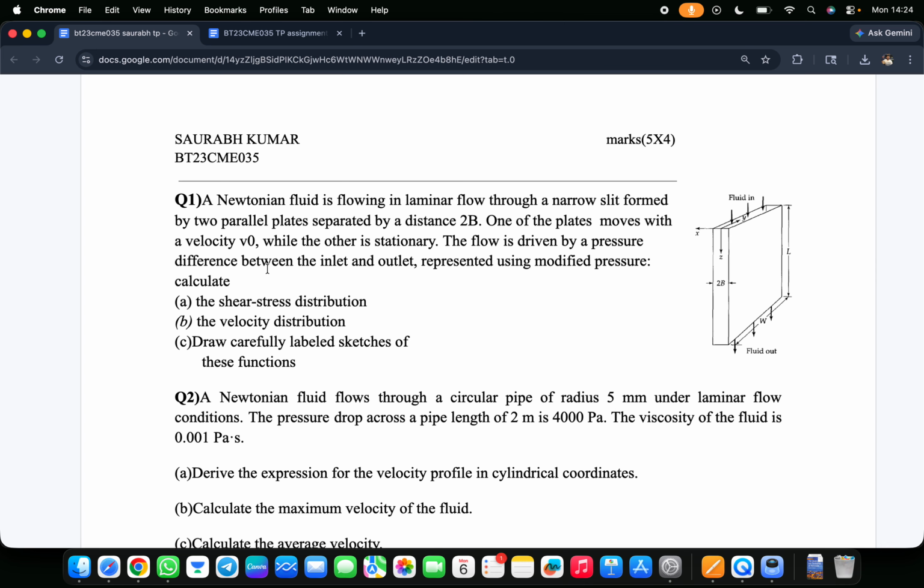The question says a Newtonian fluid is flowing in a laminar flow through a narrow slit formed by two parallel plates separated by a distance 2b. One of the plates moves with a velocity v0 while the other is stationary. The flow is driven by pressure difference between the inlet and outlet represented using modified pressure. Calculate the shear stress distribution, the velocity distribution, and draw a carefully labeled sketch of this function. So now we will see its solution.